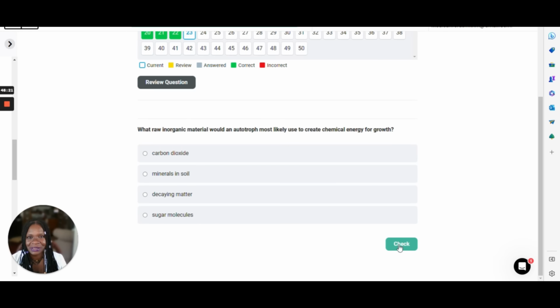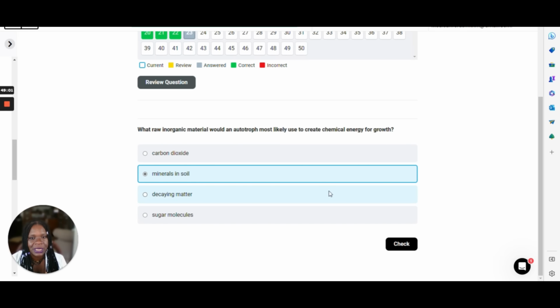Let's go to the next question, you guys. What raw inorganic material would an autotroph most likely use to create chemical energy for growth? Is it going to be carbon dioxide, minerals in soil, decaying matter, or sugar molecules? I'm going to say we're going to X out immediately sugar molecules. They're going to be way too big for something like this to use, as well as decaying matter. However, two that would probably have me tripped up are going to be carbon dioxide and minerals in soil. But because it's an autotroph, we're going to go with minerals in soil.